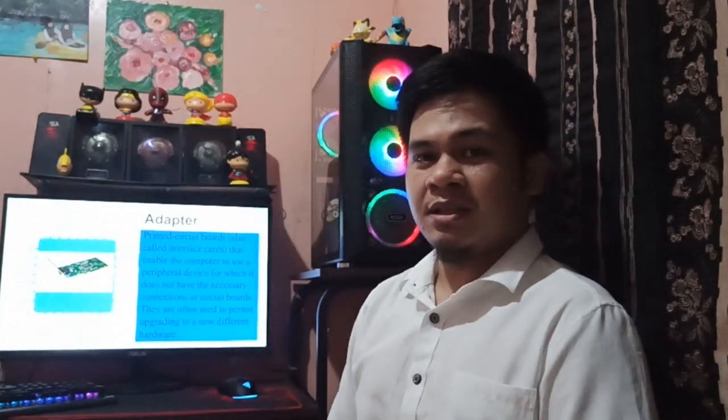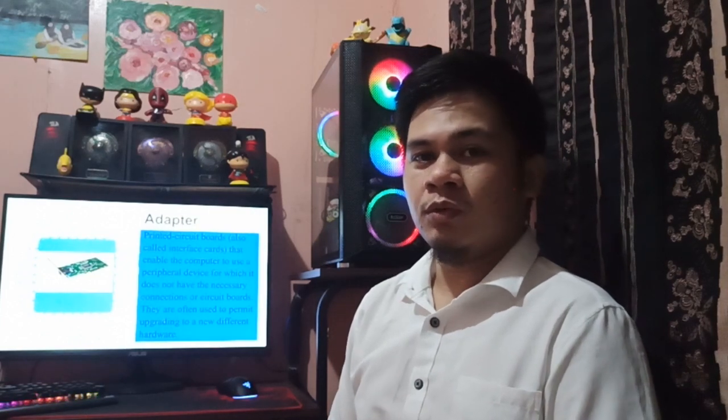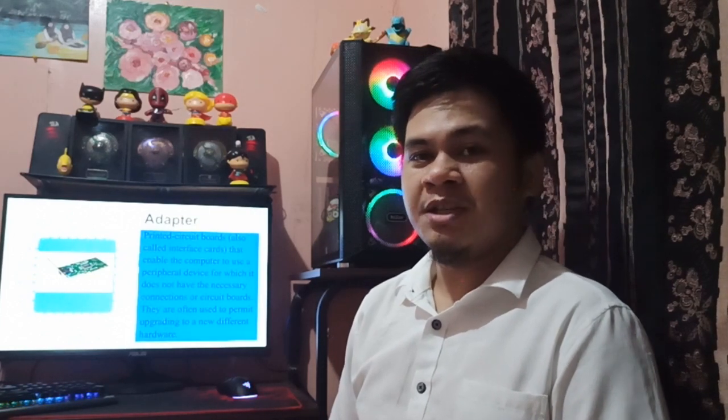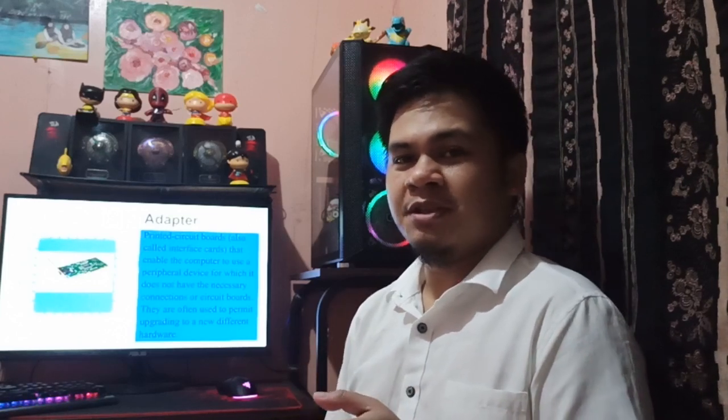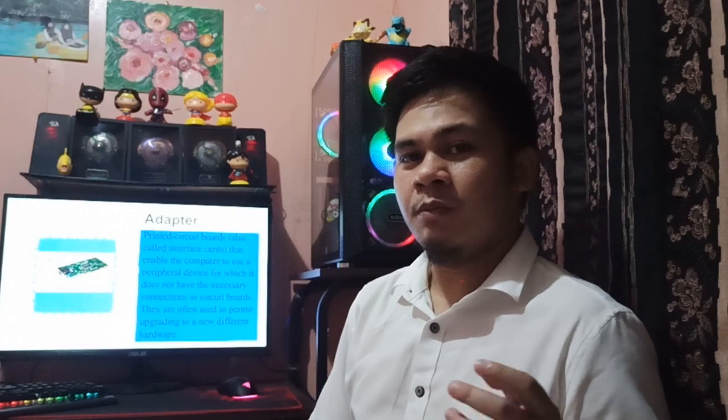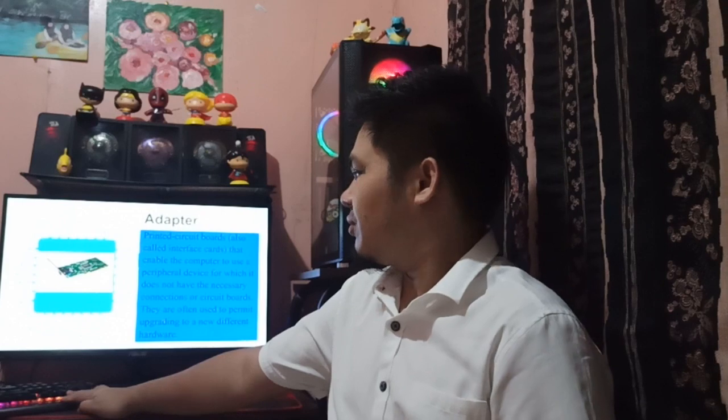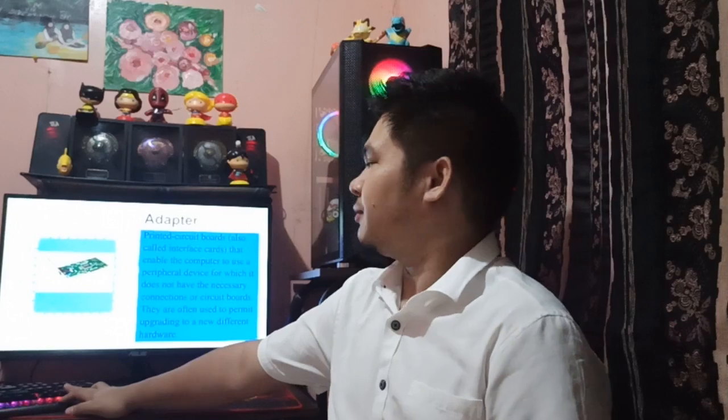Adapter. An adapter is a printed board. An example of an adapter is a video card. This is an example of a component that you will be able to connect into the expansion bus, because the expansion bus is the slot on a part of the motherboard. That slot, the expansion bus, is where you will be able to connect the adapter or the video card. You will be using that slot for the adapters.